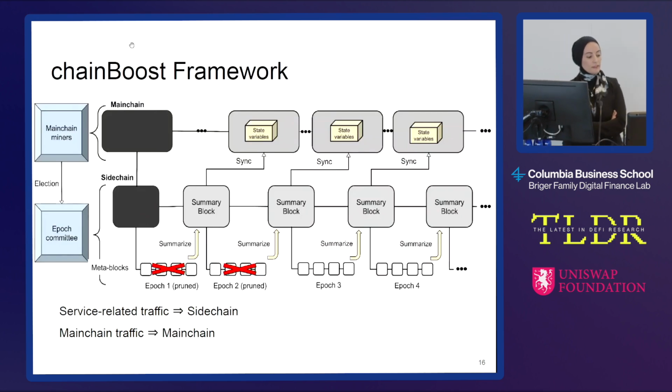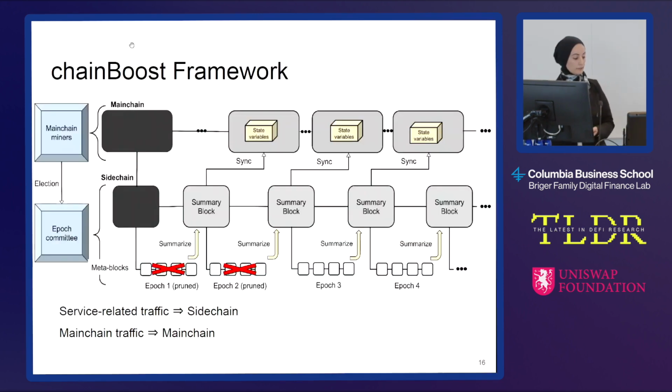So the side chain in ChainBoost, as you see, runs in parallel with the main chain. It runs in epochs, and it is composed of two types of blocks. There are temporary meta blocks that record all the traffic, all the transactions that are processed by the side chain. And there are permanent summary blocks that will summarize the state changes induced by the meta blocks.